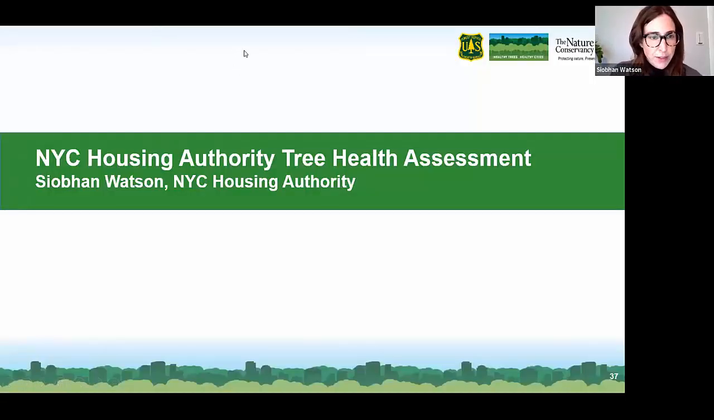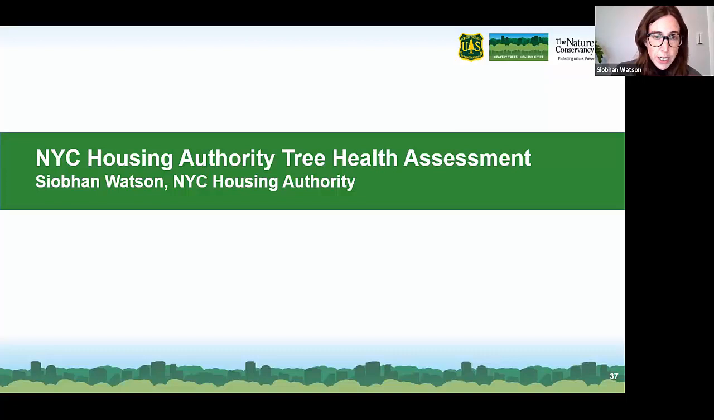I have been lucky enough to work with Rachel and Rich on a tree assessment at the New York City Housing Authority, also known as NYCHA. I work at NYCHA as program manager for climate adaptation initiatives. We're looking at climate threats that are facing the Housing Authority and how we can mitigate those threats going forward.